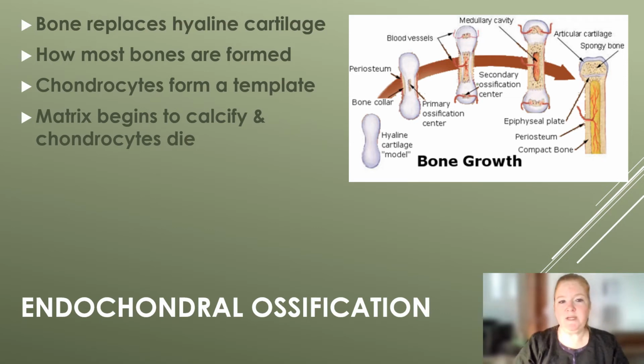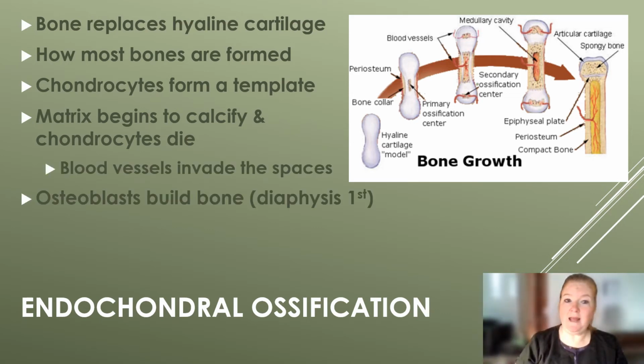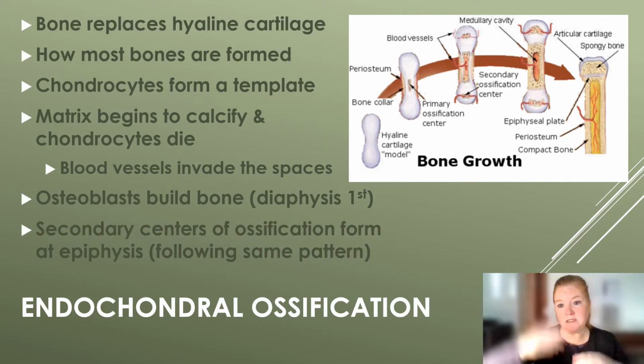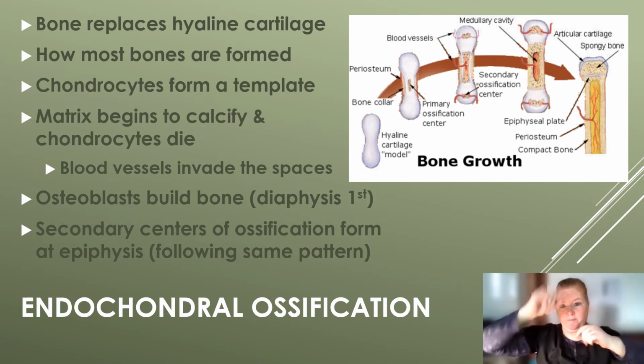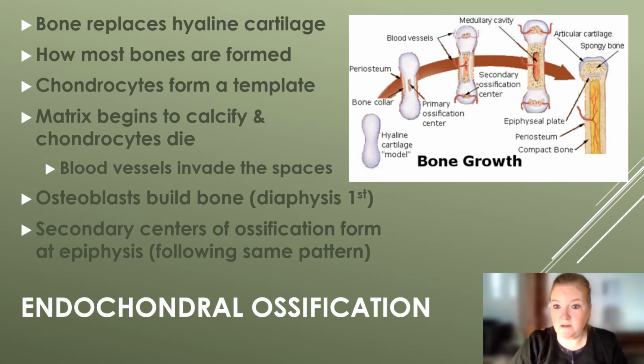So the matrix begins to calcify, the chondrocytes die, blood vessels come in, and then osteoblasts are going to start building the bone. They're going to build the center of the bone, the diaphysis, first. So that's the primary ossification center. And then at the epiphysis, the ends, we get secondary ossification centers, and they come in, and from the middle, we're coming out. So what we end up with is a thin line on each end called the epiphyseal plate, or your growth plate.